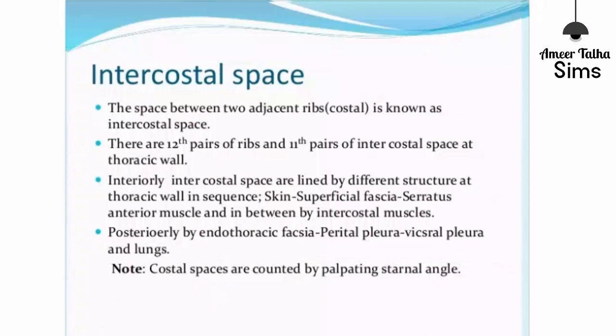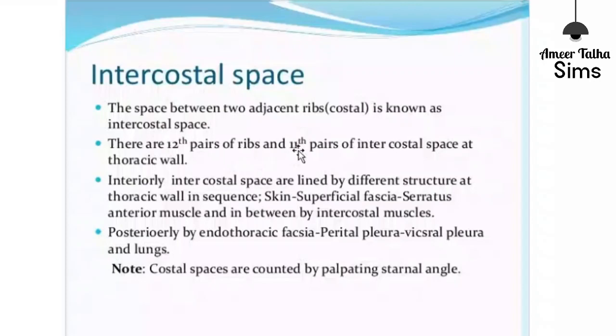Next, we will talk about intercostal space. What is intercostal space? Any student can tell me? Ma'am, the space between two ribs is called intercostal space. Yes, the space present between two adjacent ribs is known as intercostal space. And there are 12 pairs of ribs and 11 pairs of intercostal spaces at the thoracic wall, right?